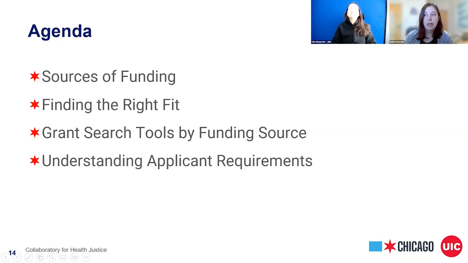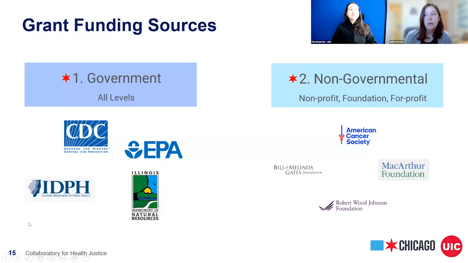So the session is organized into 4 sections: sources of grant funding, finding the right fit for your funding needs and organization, grant search tools, and then we'll touch on some of the applicant requirements that are common or good to know before applying for grants. To get started, I like to think of grant funding under 2 separate umbrellas. So first, government funding, which includes all levels of government, and then non-governmental funding, which includes funding from nonprofits, foundations, or for-profit or private sources.